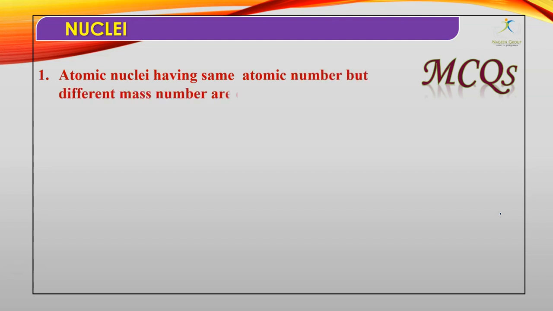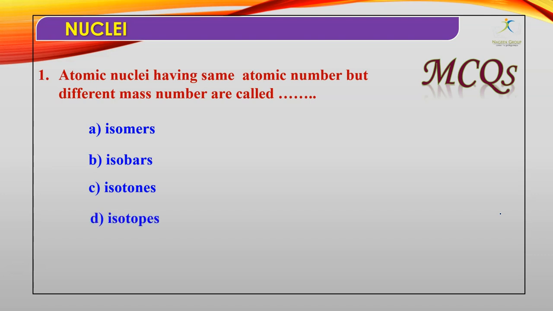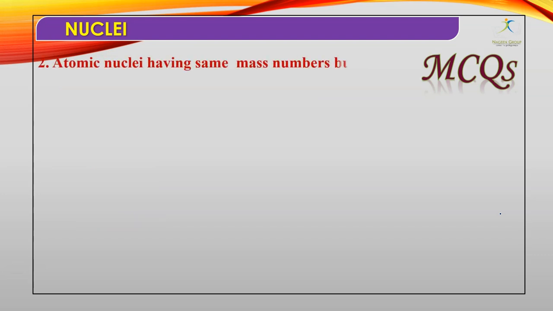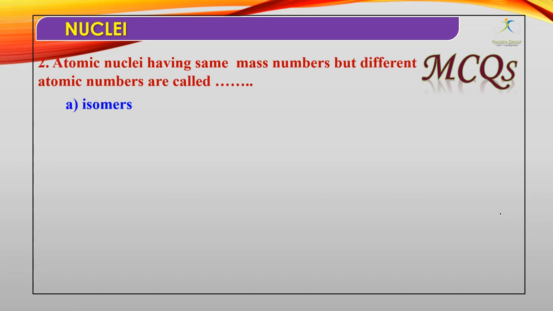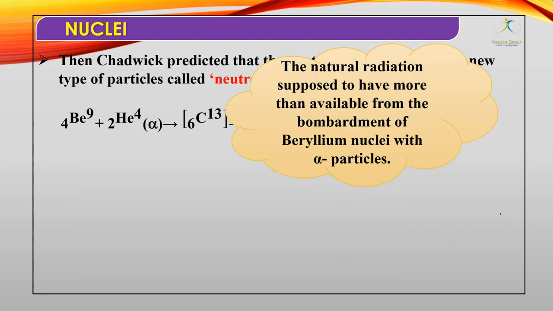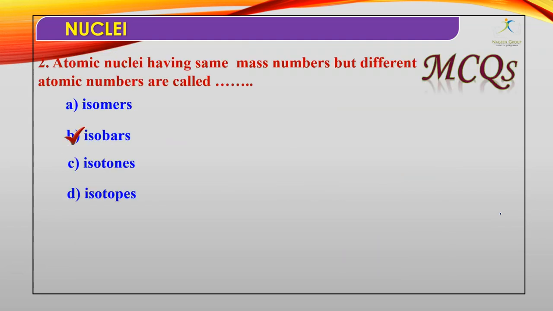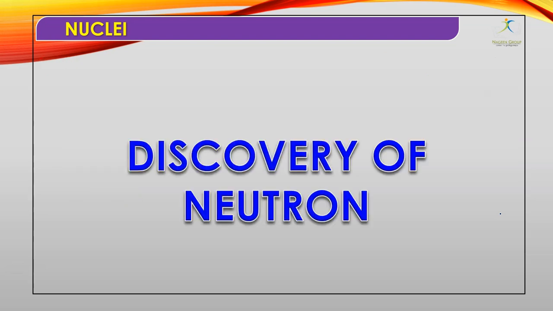Now let's move to the question part. Atomic nuclei having the same atomic number but different mass number are called isomers, isobars, isotones, or isotopes. The correct answer for this question is isotopes. Atomic nuclei having the same mass number but different atomic numbers are called isomers, isobars, isotones, or isotopes. So the correct answer for this question is the second, isobars.